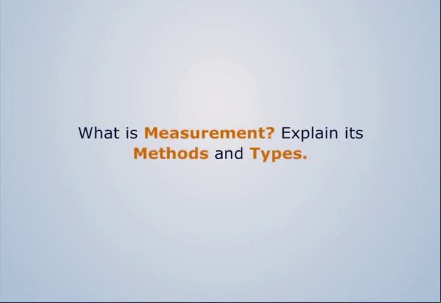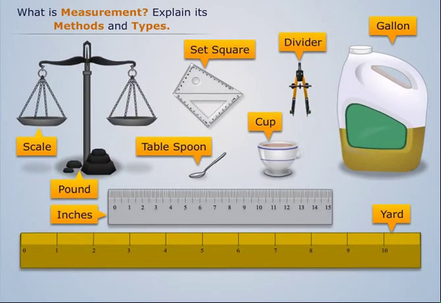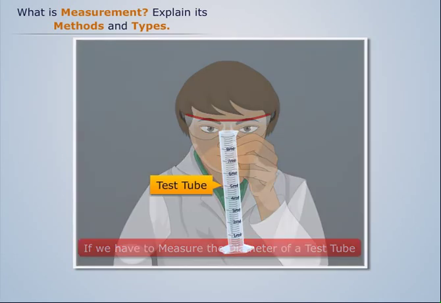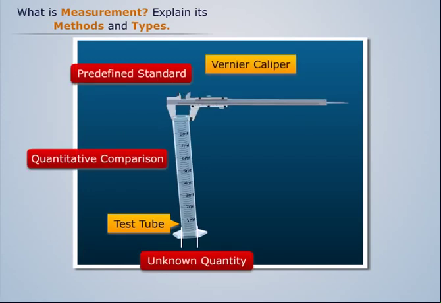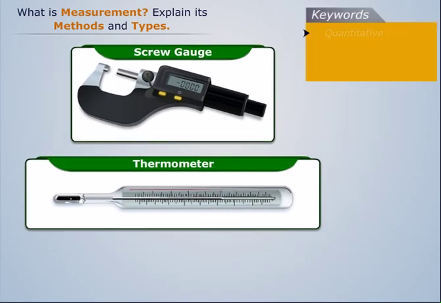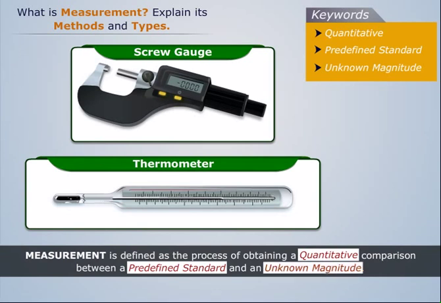What is measurement? Explain its methods and types. We are aware of the quote that whatever exists, exists in some amount. For example, if we have to measure the diameter of a test tube, it is not possible to measure it with a simple scale. Another instrument, the vernier caliper, is used for this purpose. Similarly, various different instruments are there to measure different parameters. Thus, measurement is defined as the process of obtaining a quantitative comparison between a predefined standard and an unknown magnitude.